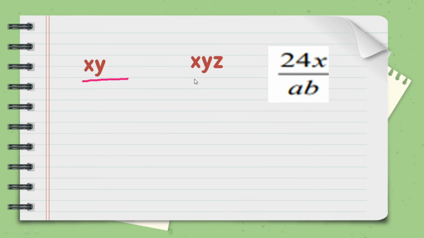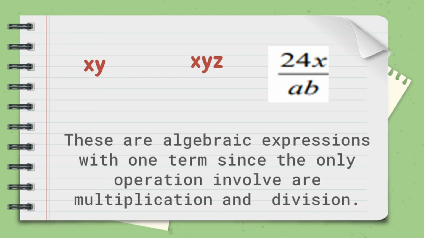We have here xyz and 24x over AB. So what could this be? How many terms do we have here? This is an algebraic expression with only one term as well. Why? The operations used involve multiplication and division only. So it has no plus and no minus, no addition and no subtraction. So if only multiplication and division are used, that is an algebraic expression with only one term.